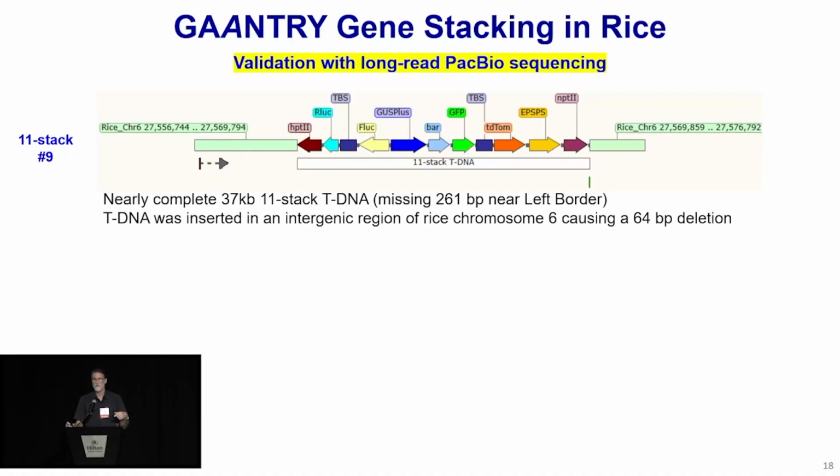The tDNA was inserted into an intragenic region of rice chromosome 6, and it caused a very small 64 base pair deletion. So this validated for this event, it's a high quality event in that it contained the entire construct, expressed all the desirable phenotypes, it didn't inactivate a native gene in the genome, and it had the complete tDNA.